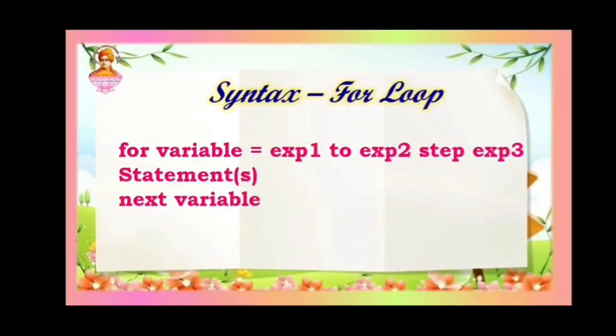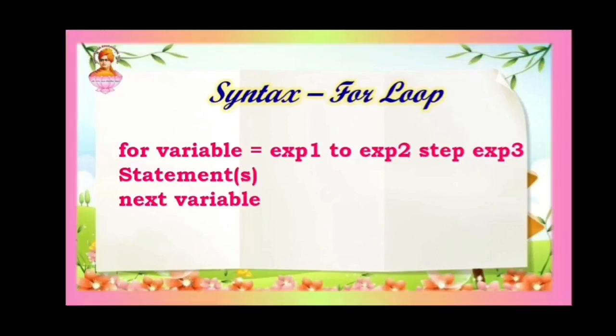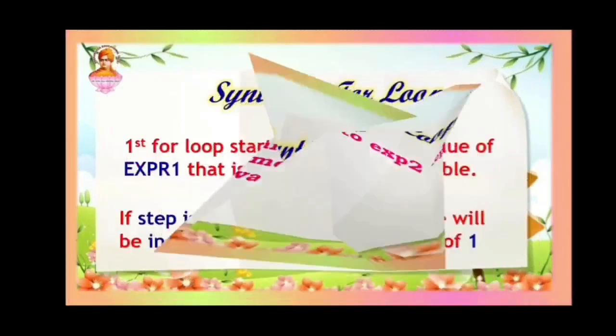We have two kinds of syntax for the for loop: one is with step, the other is without step. We saw the one without step in the previous slide, and now we are going to see the one with step in this slide. For variable equal to expression 1 to expression 2 step expression 3, then the statements, next variable. We will see the explanation.